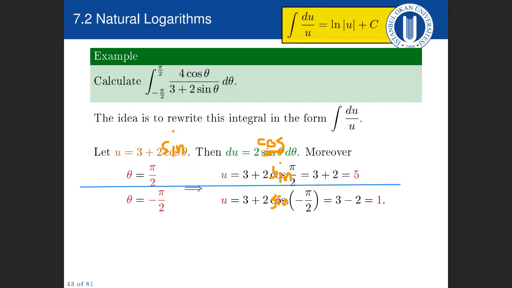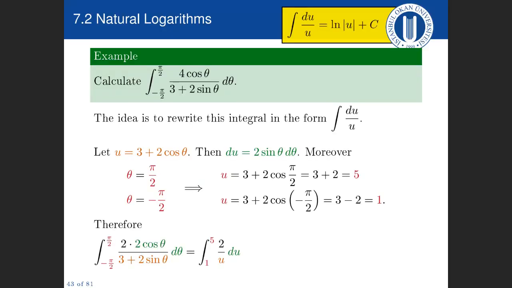And then we're ready to do the substitution. The integral from minus pi over 2 to pi over 2 of 2 times 2 cos theta divided by 3 plus 2 sine theta d theta is equal to the integral from 1 to 5 of 2 divided by u du. And then we've changed our difficult integral into an easy integral.